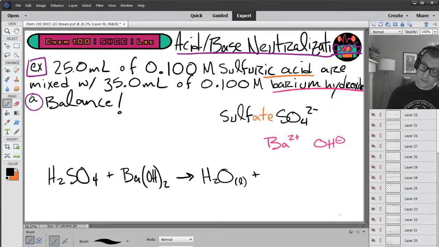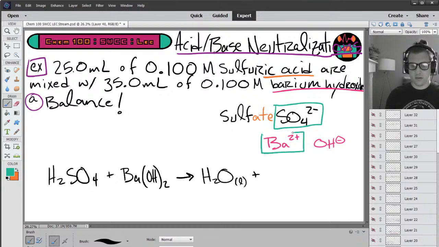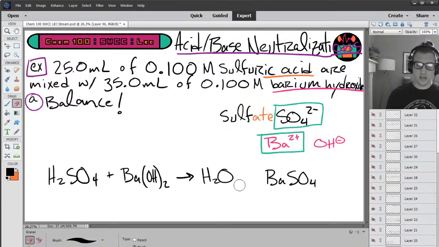Now the salt is based off of the conjugate base, sulfate, and barium. They have the same equal and opposite charges, which means they combine in a 1-to-1 ratio. So this is just going to be BaSO4. And actually, let's not worry about the phase symbols for this reaction.